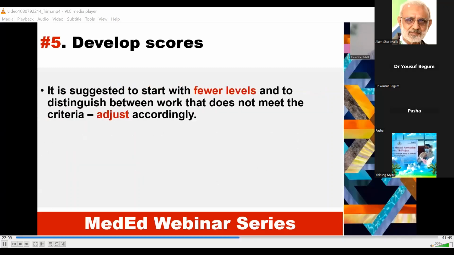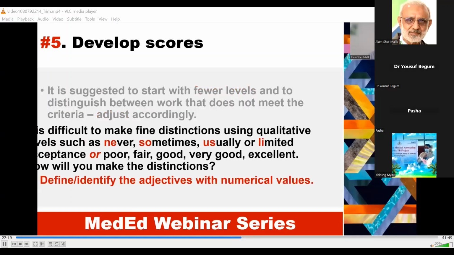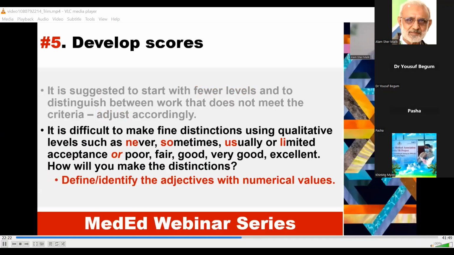It is suggested to start with fewer levels and then to distinguish between work that does not meet the criteria, and then adjust accordingly. It is difficult to make fine distinctions using qualitative levels such as never, sometimes, usually, or limited, acceptable, or poor, fair, good, very good, and excellent. How will you make the distinctions? The answer is by giving scores. So define or identify the adjectives with numerical values.